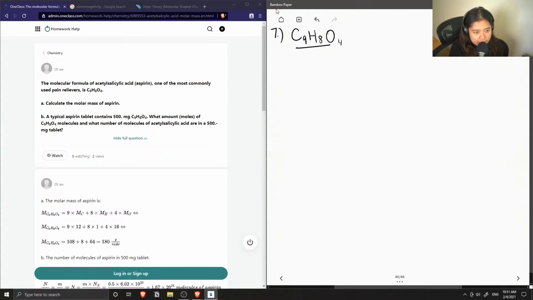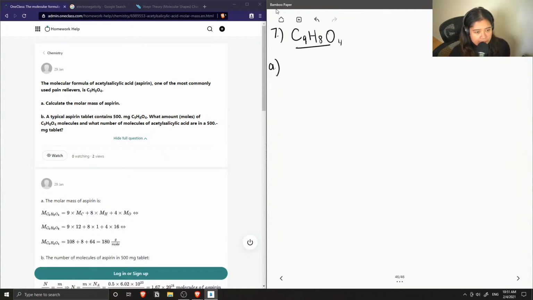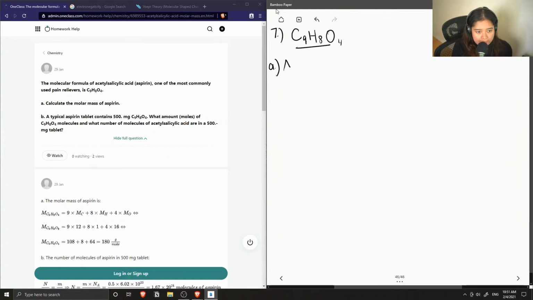So when calculating the molar mass, we need to know all the different molar masses of the atoms involved in aspirin. These values can be found on your periodic table. We also need to take into account how many of each atom there is in the compound. For aspirin, we have 9 carbon atoms, so we take 9 times the molar mass of carbon plus 8 times the molar mass of hydrogen plus 4 times the molar mass of oxygen.